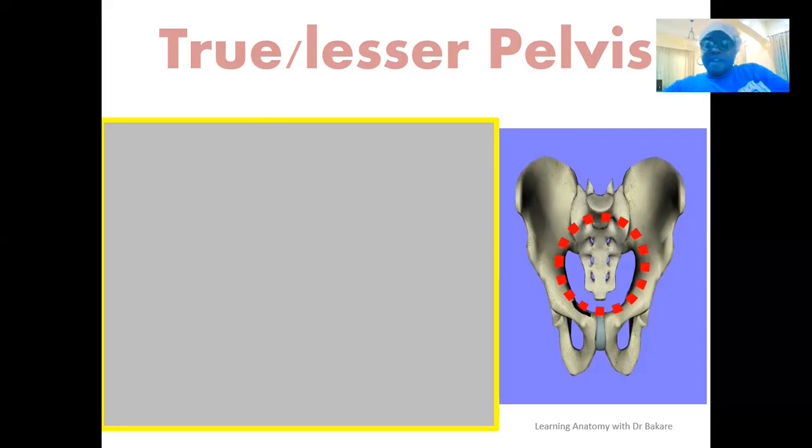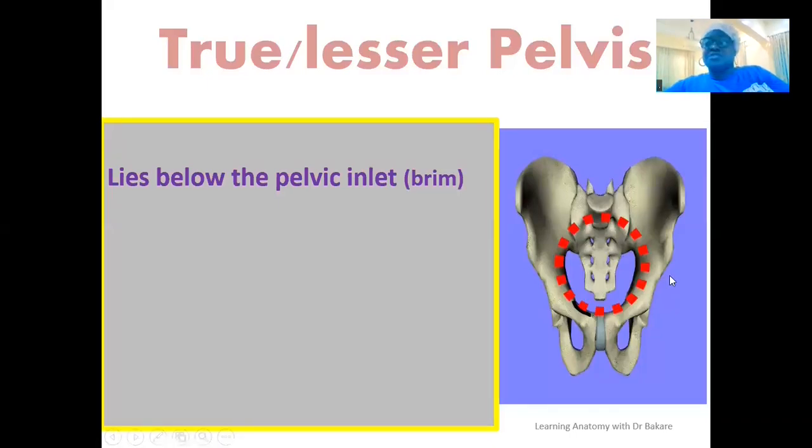So you see the true pelvis lying or located below the pelvic inlet. Remember that the pelvic inlet is what is demarcated here in dotted red. This pelvic inlet can also be referred to as the pelvic brim. And inferior to this region is where we have the true pelvis. And the imaginary alignment that creates this constricted region can be referred to as the linea terminalis. So this linea terminalis is like an imaginary line that is drawn along this alignment that is created as the pelvic brim or the pelvic inlet.